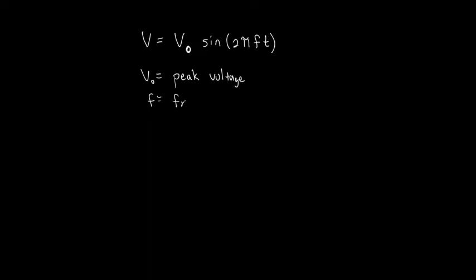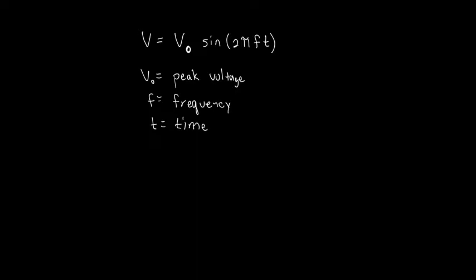We know that the voltage from an AC circuit at any time is equal to some initial voltage of your circuit times the sine of 2 times pi times f times t, where V naught is some peak voltage. That's the highest voltage that your circuit can produce. f is something called the frequency. That's how fast your voltage is flip-flopping up and down. And t is any given time that you want to know what your voltage is.